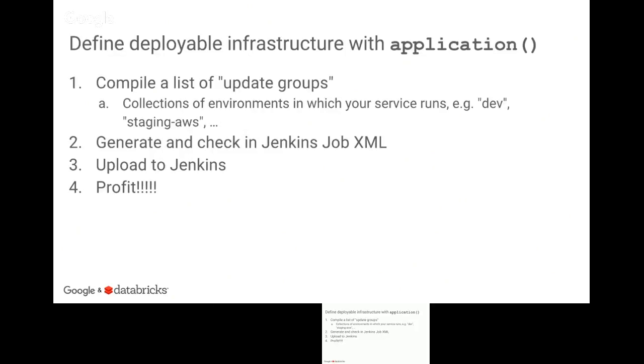That's step 1. Step 2 is to produce and check in an XML file that describes the Jenkins job. This is a standard in the Jenkins world, that you can describe your Jenkins infrastructure using XML, and then upload it to Jenkins, and then everything's magical happiness.